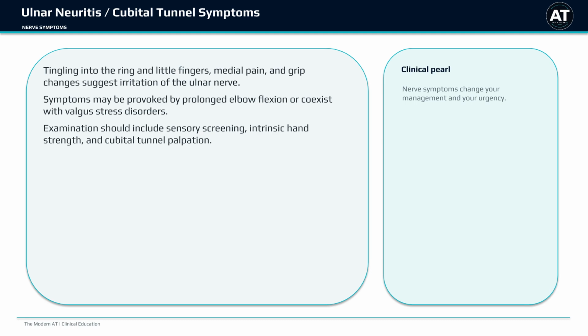The exam should include ulnar distribution sensation, intrinsic hand strength, grip comparison, cubital tunnel palpation, and Tinel's sign when appropriate. Persistent, worsening, or function-limiting neurologic symptoms should not be treated like simple soreness.